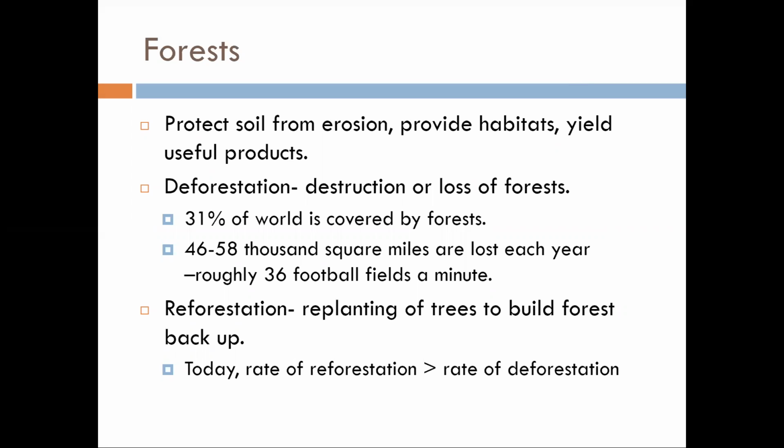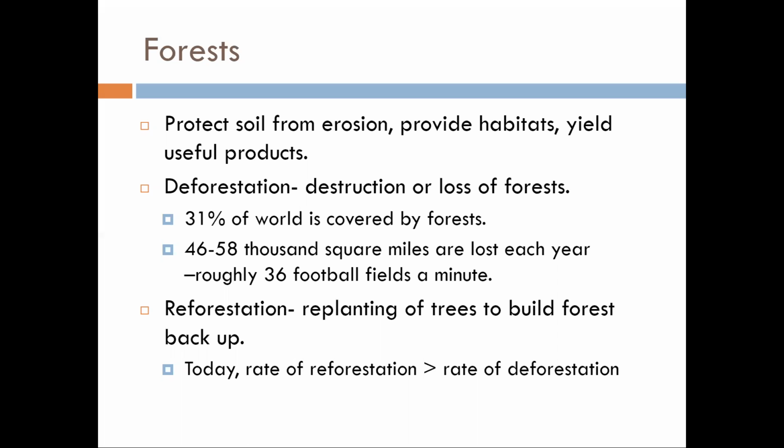So first we're going to talk about forests. Okay, they protect soil from erosion. They provide habitats, and they yield useful products. What does yield mean here? If you yield a useful product. Yeah, right? It produces, it gives useful products. Okay. So we have two key terms that we're going to associate with forests. Okay, so the first is deforestation, the destruction or loss of forests.